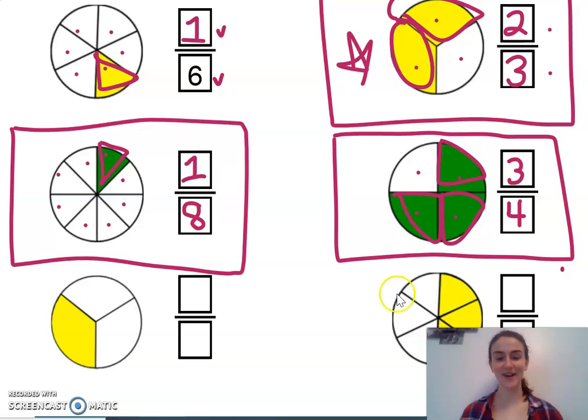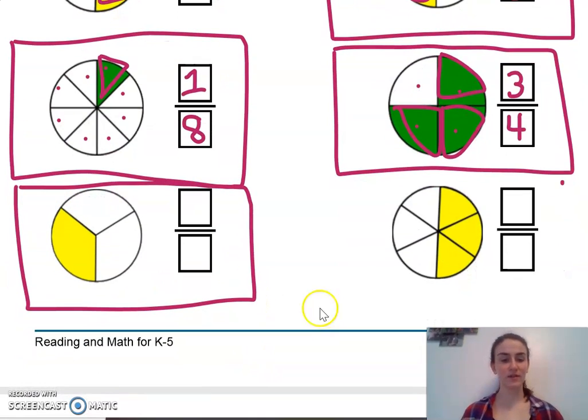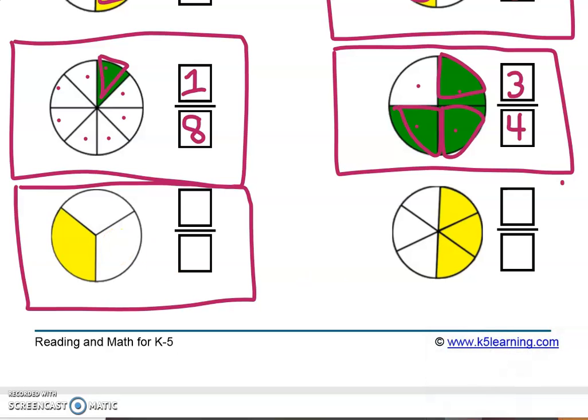All right, nice job, guys. So we have 2 more to do on the sheet. Let's do them, finish them out strong, guys. We're almost done. All right, 2 more. Let's try this one next, okay? I'll give you a minute to work on that.